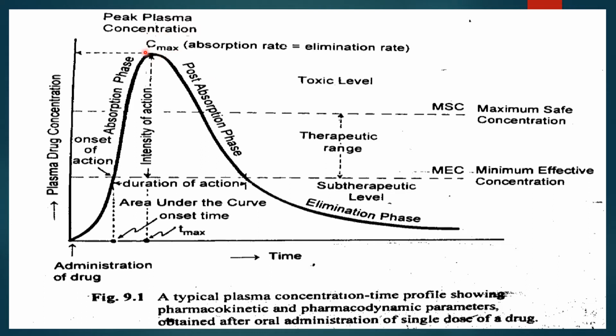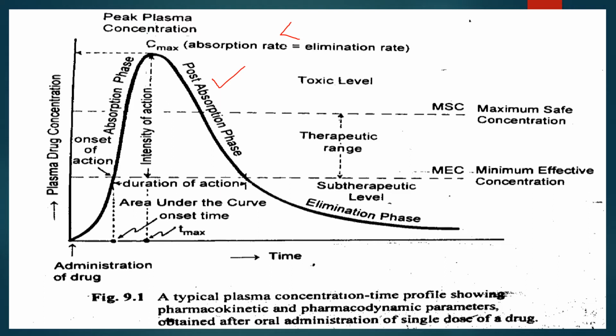The portion of the curve to the left of the peak represents the absorption phase. Here it is called the absorption phase, and this is the post absorption phase, where the rate of elimination is greater than the rate of absorption. This is called the post absorption phase or elimination phase.